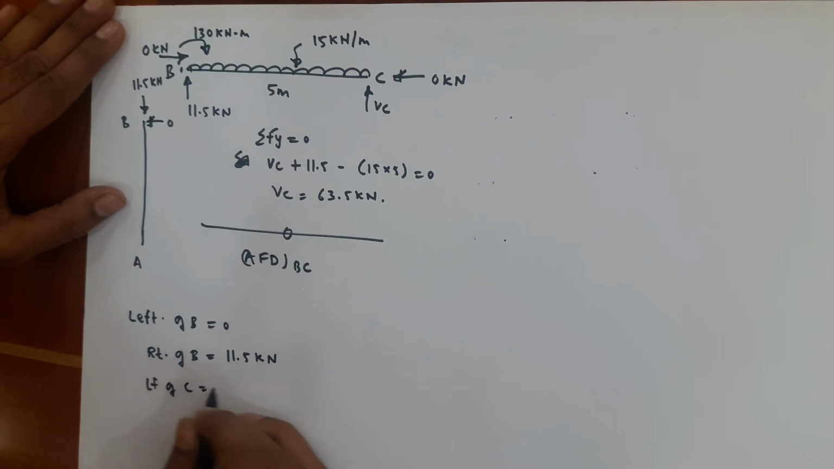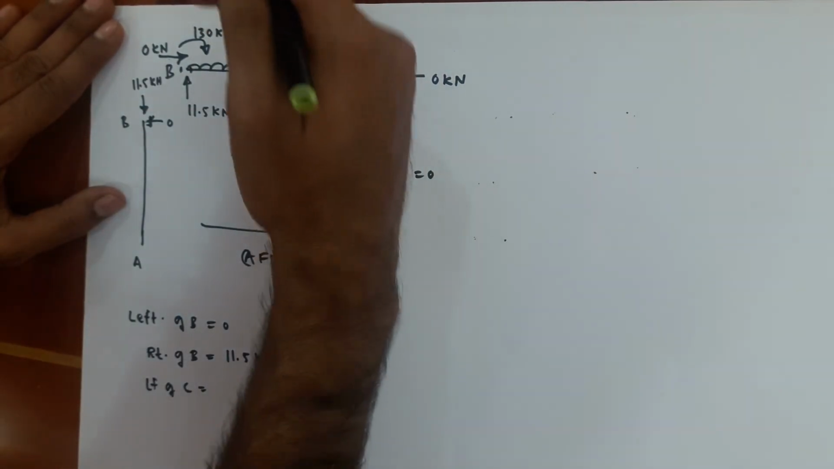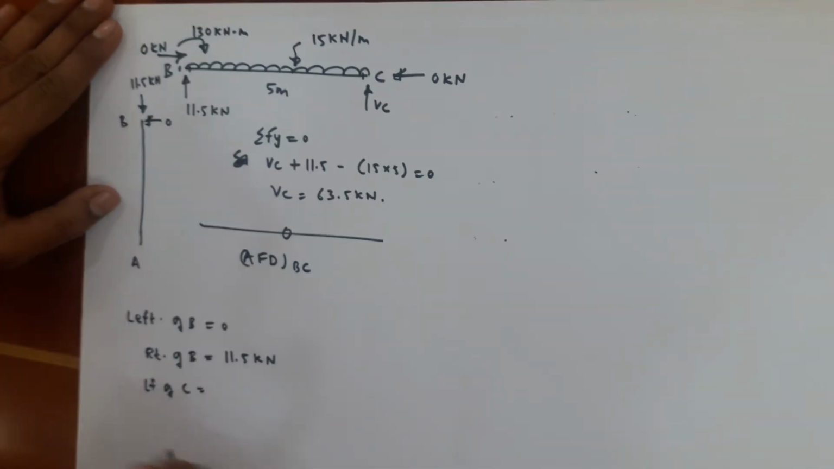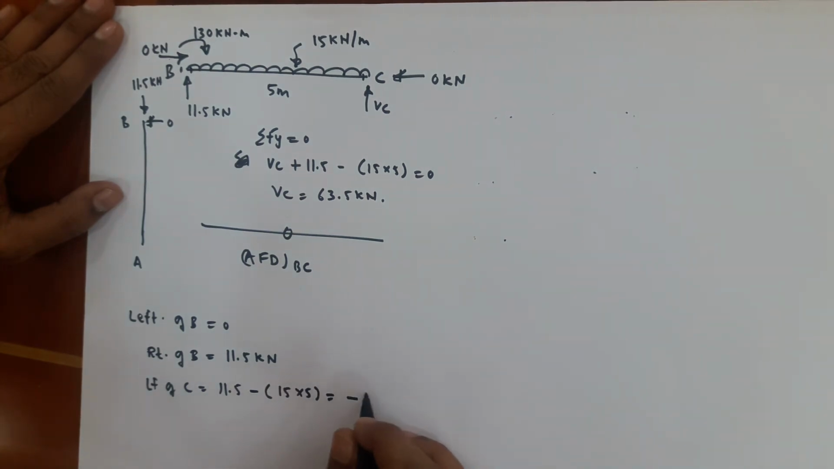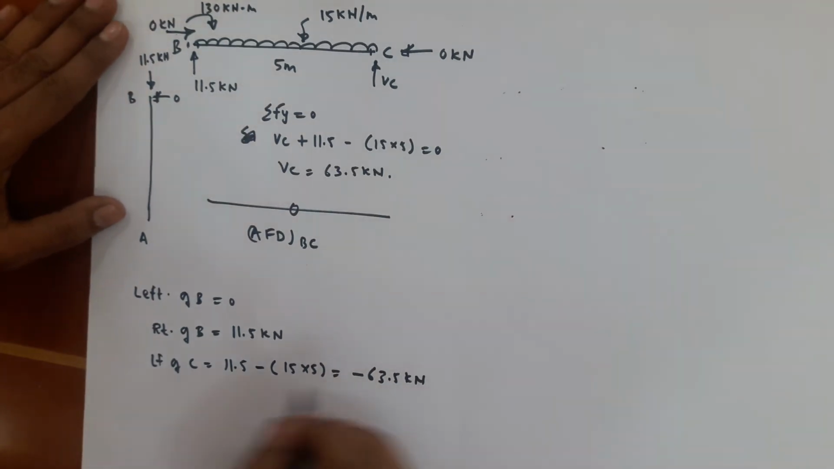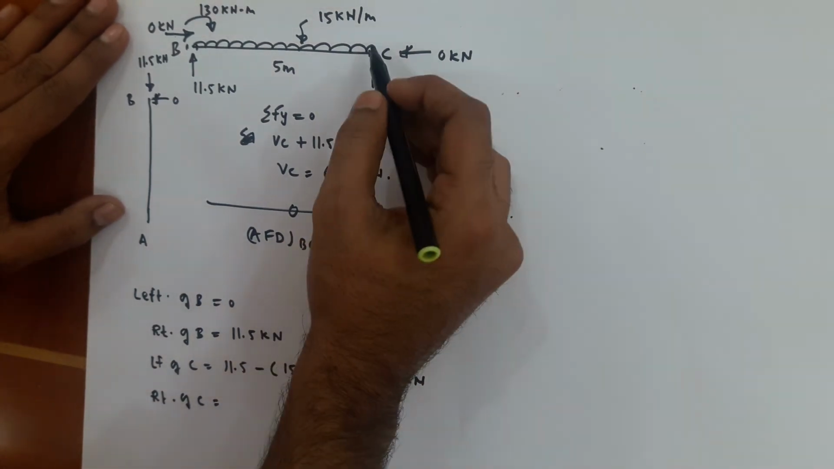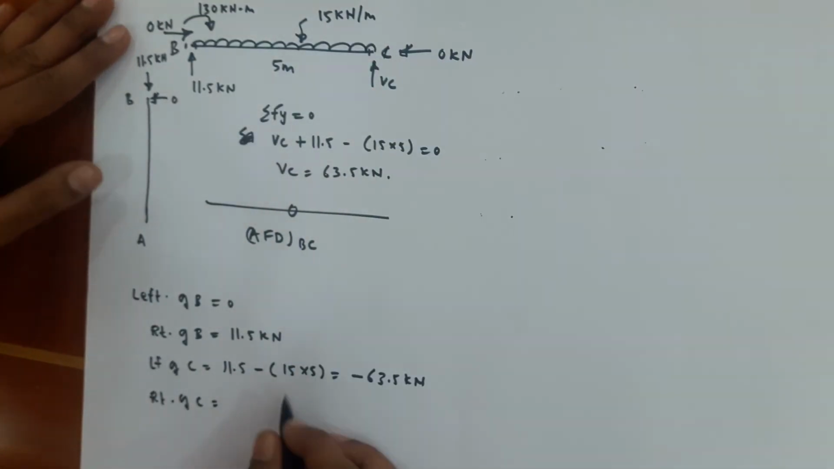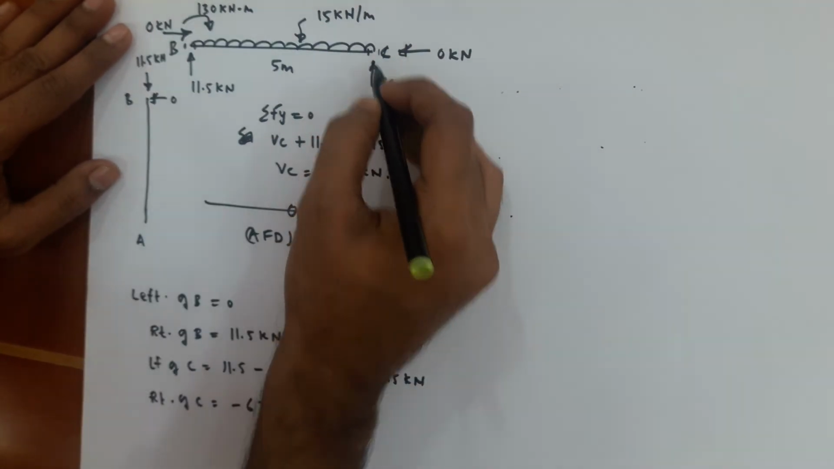Left of C: from right of B to left of C you are going, and the entire UDL is going downward. So 11.5, and the entire UDL is going downward. Take it minus 15 into 5, so you will get minus 63.5 kilonewton. Now right of C, you are going from left of C to right of C, minus 63.5.